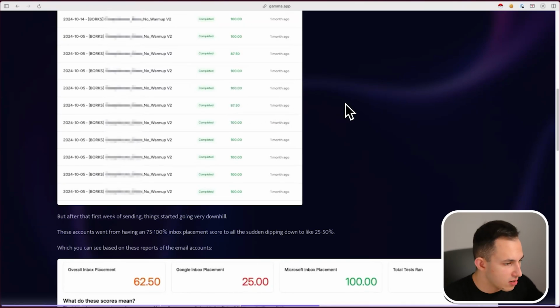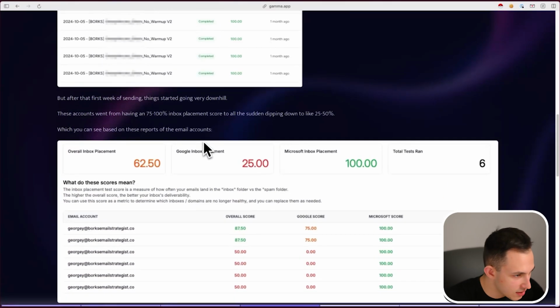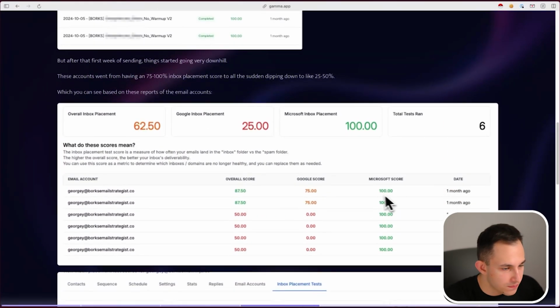Most of our email accounts were anywhere from 75 to 100% inbox placement rates. But after that, they started dropping significantly down to 25 to 50%, which you can see based on these reports of the accounts. Right here, you can see 1 month ago, this email account had a score of 87.5, meaning 100% of the time it was inboxing on Microsoft, but only 75% of the time it was inboxing on Google, which means that the overall score, the average of those two numbers, was 87.5. And you can see 1 month ago, that was the oldest test in this sequence, I guess.